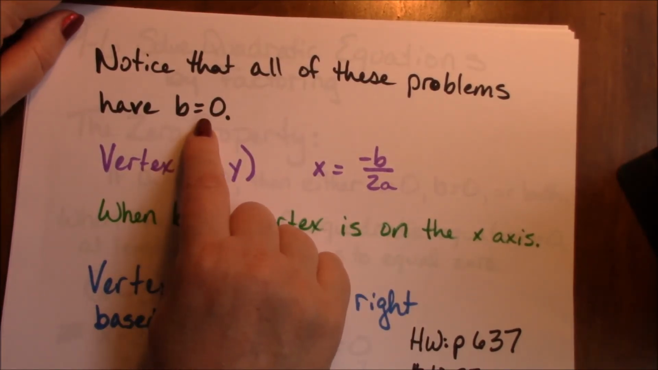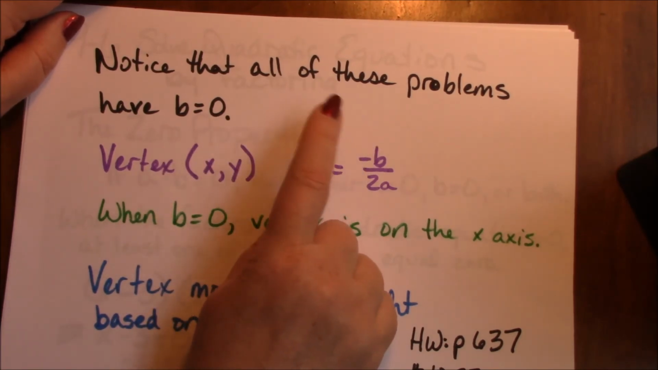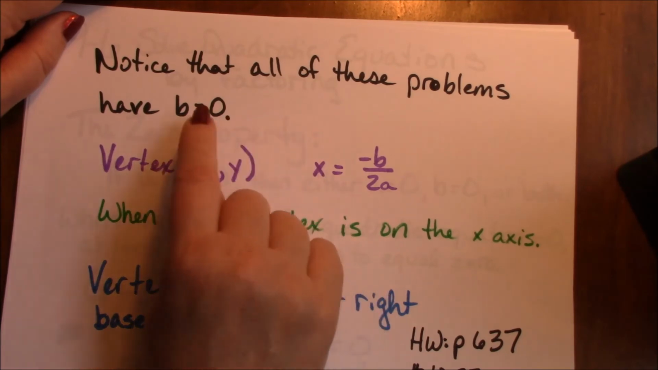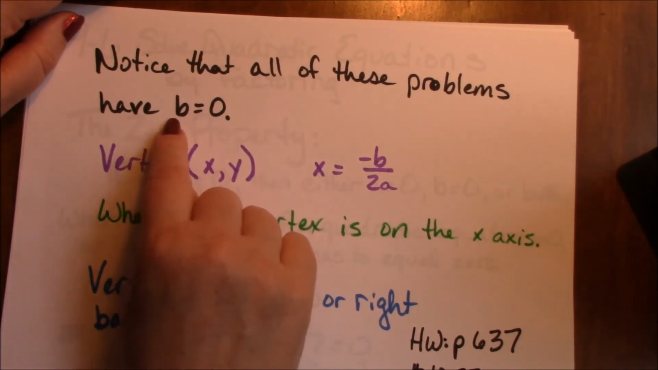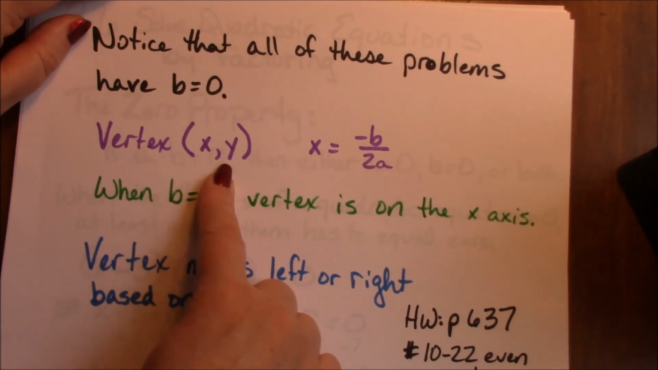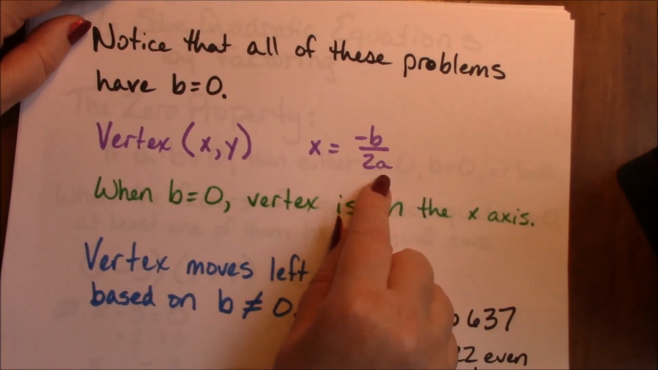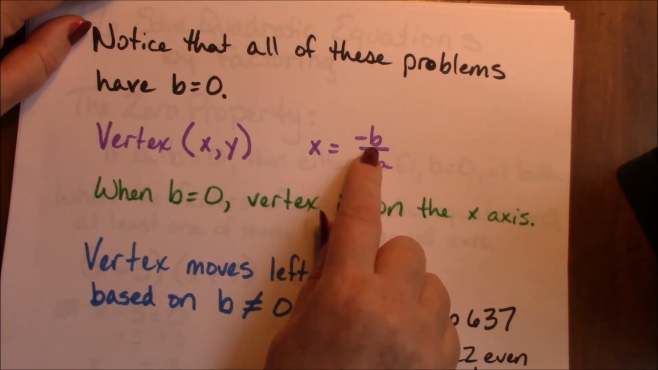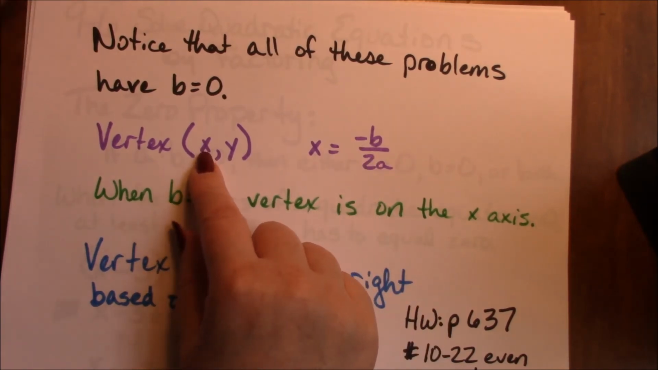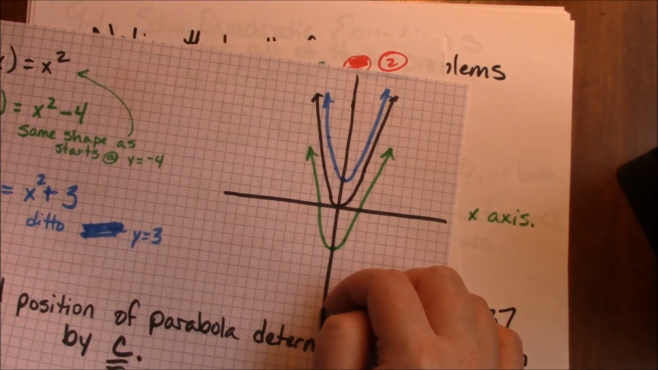What I do want you to notice, in all of the problems that we've been working with, b equals 0. So it's not 2x squared plus 3x plus 5. There's no 3x in there. There's no just a number with an x. b always equals 0. Because the vertex is x, y, and you find x by saying negative b over 2a. When b equals 0, x always equals 0.